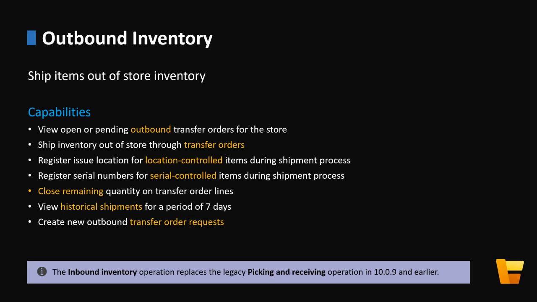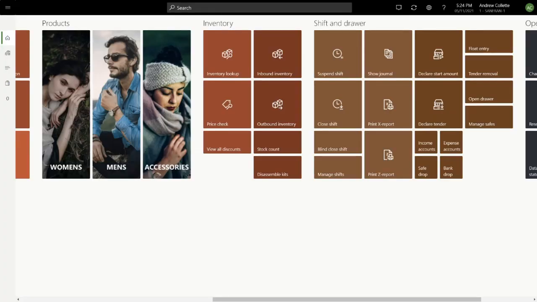Same as the inbound inventory operation, this operation was built to replace the legacy picking and receiving operation. Now here is the demo. In this demo, I will cover how to use the outbound inventory operation in point of sale to ship items out of the store warehouse through a transfer order.